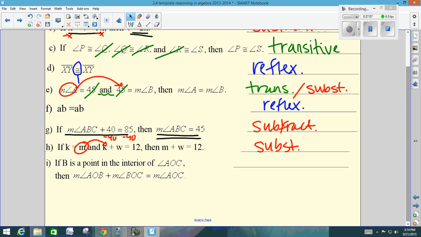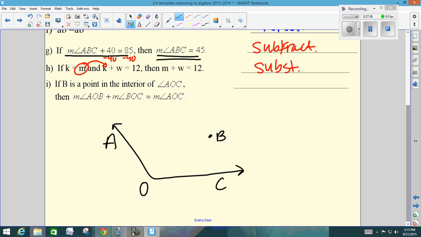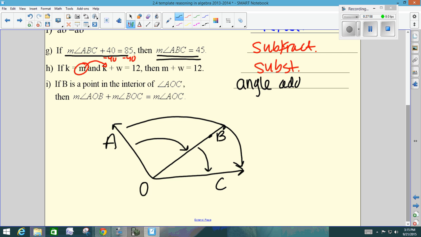I. If B is in the interior of angle AOC, then the measure of angle AOB plus the measure of angle BOC equals the measure of angle AOC. What would be our reasoning behind this? Not necessarily a property, but a reason that this would be true. If I have angle AOC and B is in the interior of it, what tells us that the measure of angle AOB plus the measure of angle BOC would give me the measure of angle AOC? Not congruent. It's not necessarily a property. Yeah, it's the angle addition postulate. The angle addition postulate states if you have a point in the interior of an angle, then the sum of the two angles will equal the third one.